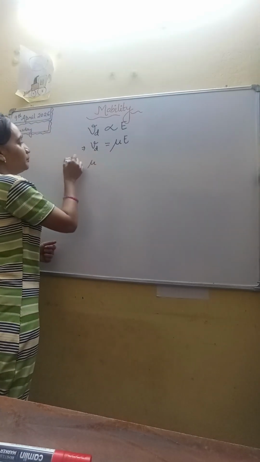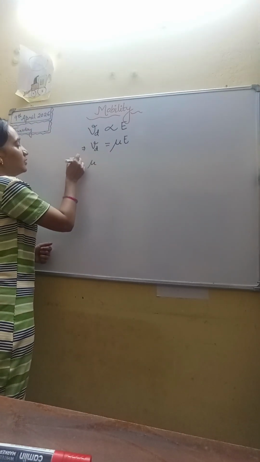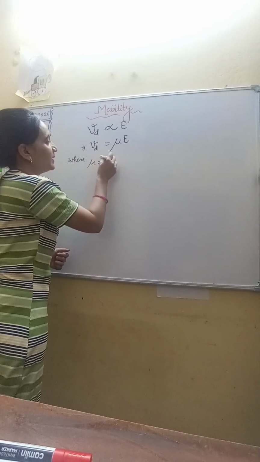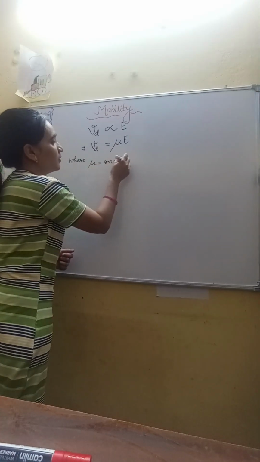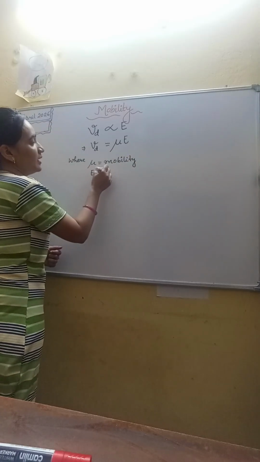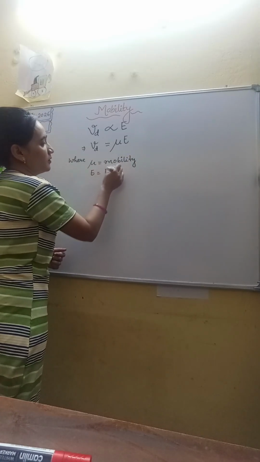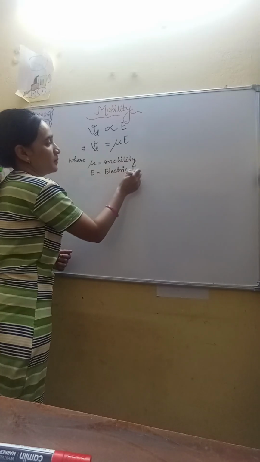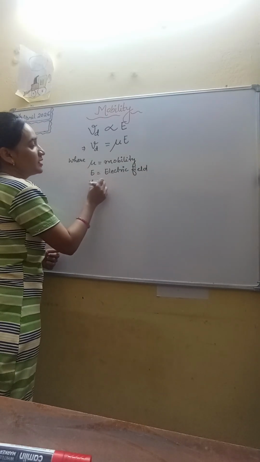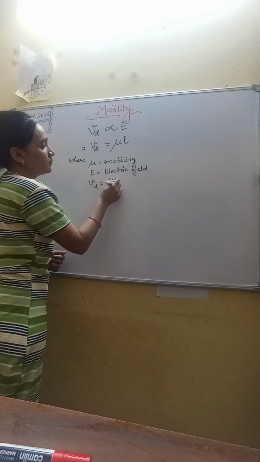Here mu is equal to mobility, E is the electric field, and Vd is the drift velocity.